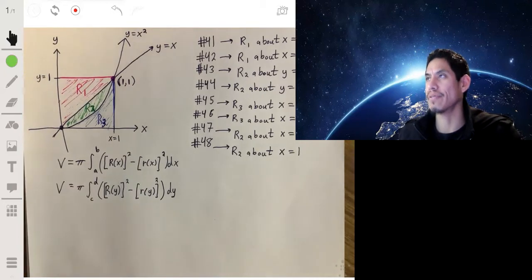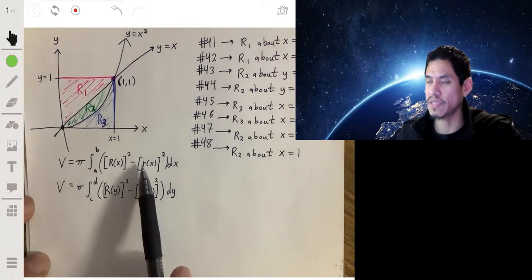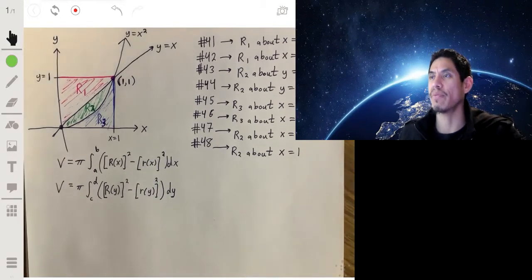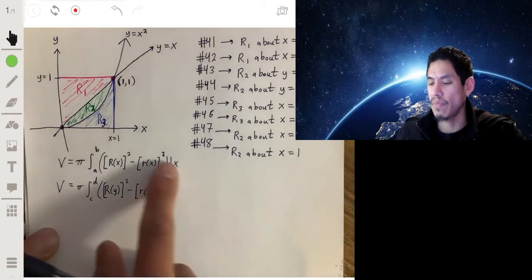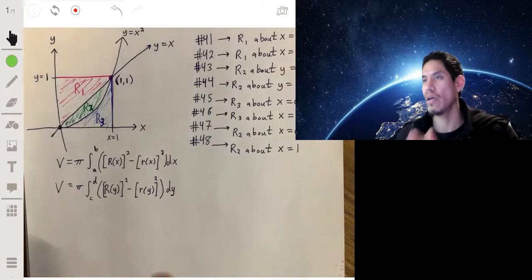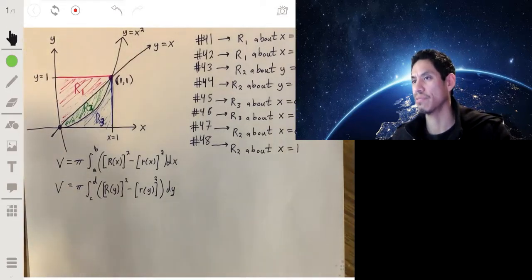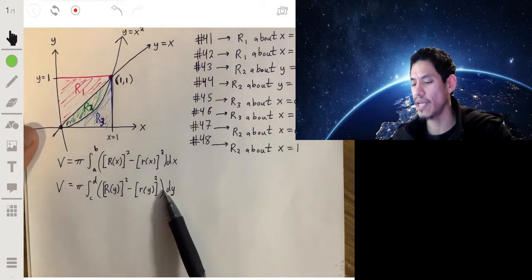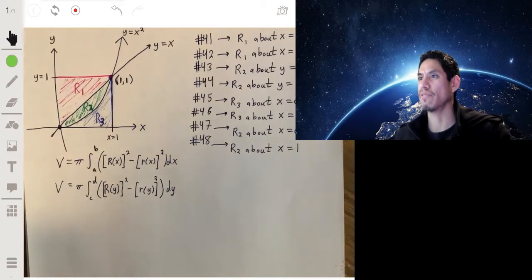represented as the distance from the axis of revolution to the edge of the solid, and little r of x be the small radius, and that'll be like the hole. This is going to be in terms of x when we have a horizontal axis of revolution, and we're going to integrate with respect to y when we have a vertical axis of revolution.